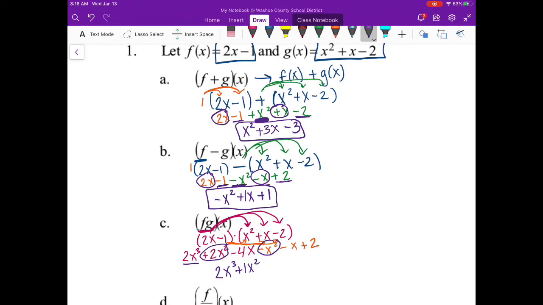The 1 is not necessary there if you don't want to put it. Then I have a negative 4x minus 1x, which becomes more negative, so negative 5x. And then the plus 2 doesn't combine with anything else, okay? So this is my final answer. Just make sure you combine like terms and simplify if needed.